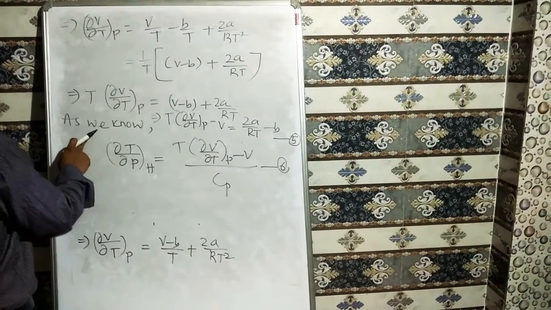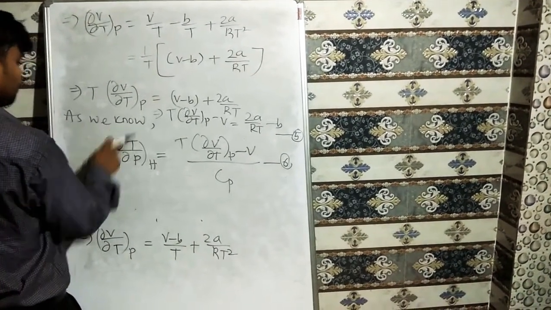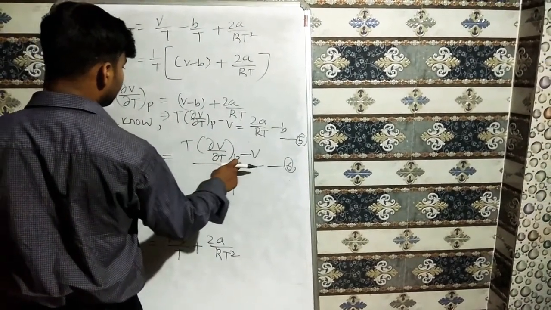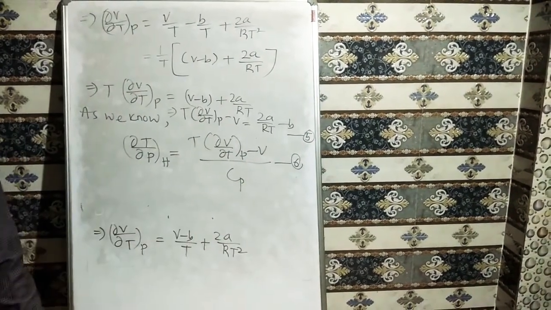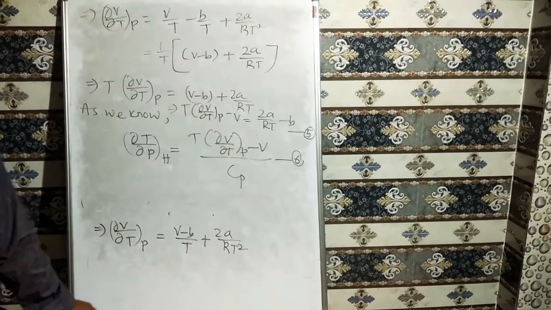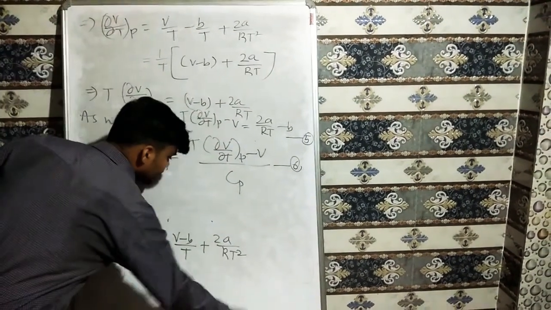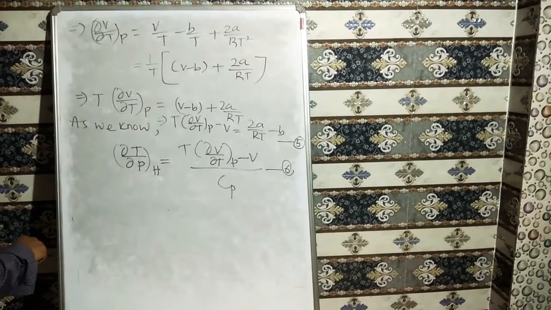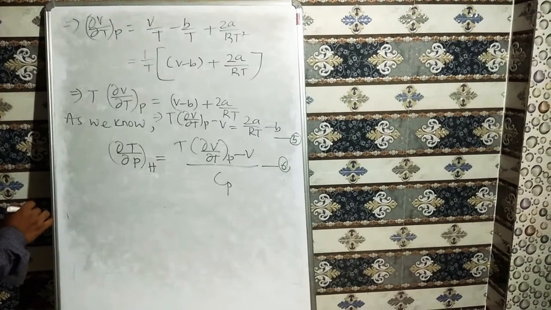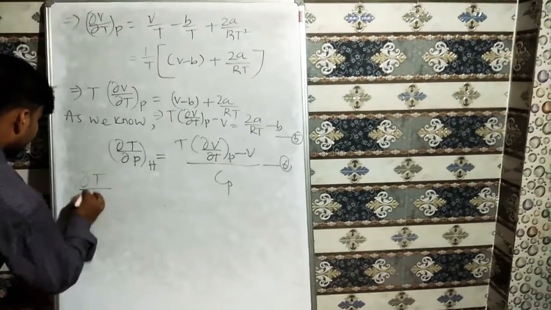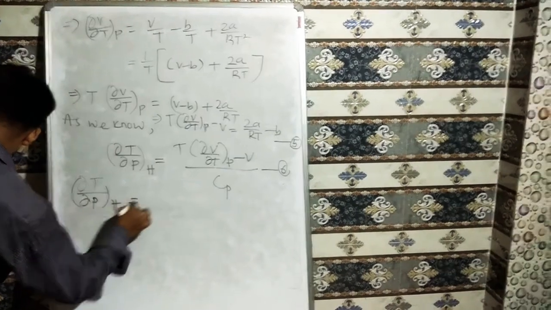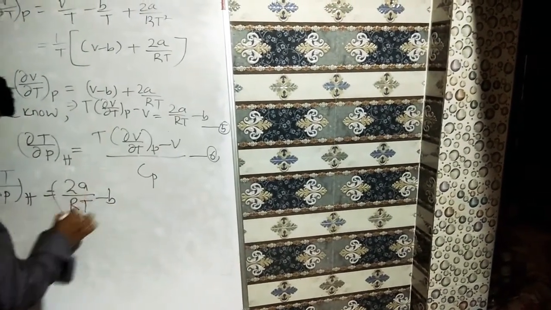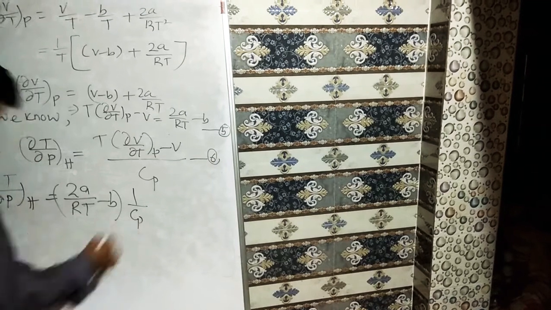And very earlier we have also found this value, that is (∂T/∂P) at constant H is equal to [T(∂V/∂T) at constant P − V] by Cp. Okay, this is expression number 6. Now comparing equations 5 and 6, we get (∂T/∂P) at constant H is equal to (2a/RT − b) whole into 1 by Cp.